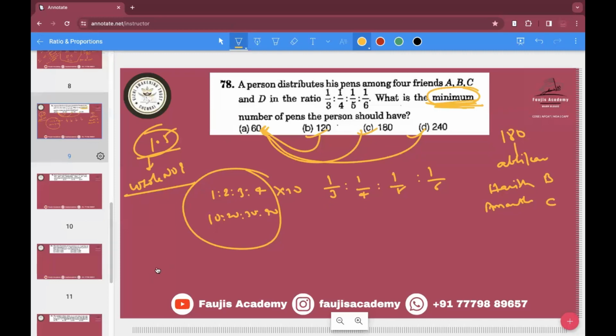Just look at these 3, 4, 5, and 6. We have to multiply in such a way that we chuck out all the denominators, whatever is there in the denominator. So for that, we have to find the LCM of these 4 numbers. And what is the LCM? LCM stands for lowest common multiple. What is the LCM of 3, 4, 5, and 6? 60, sir. Okay. Cool.